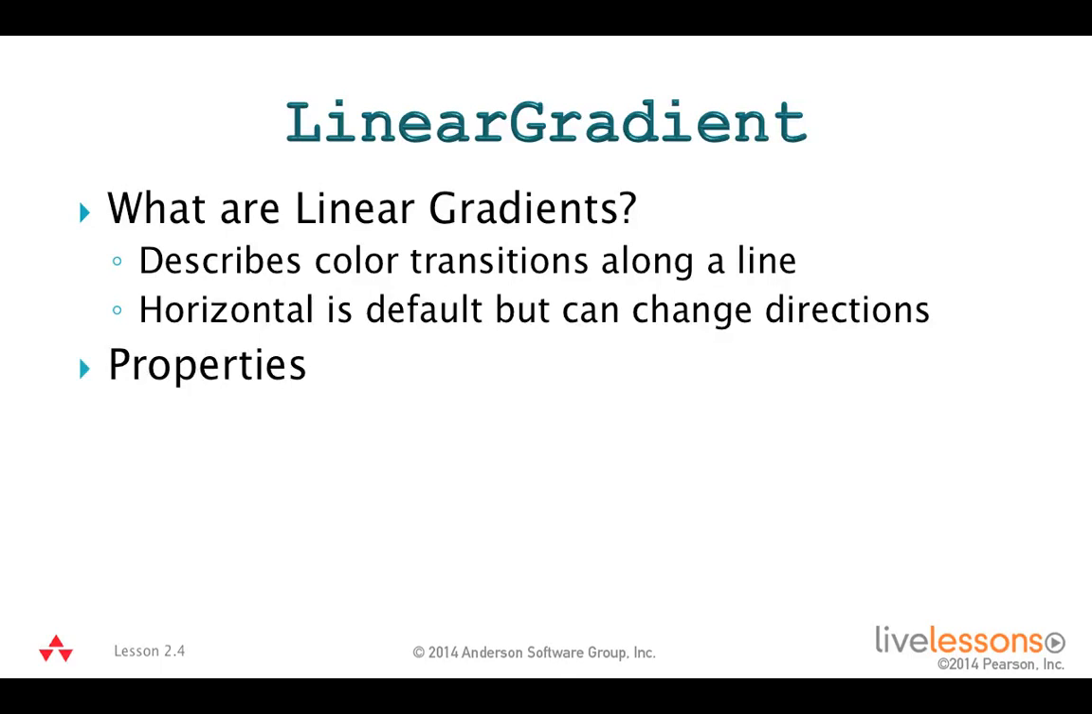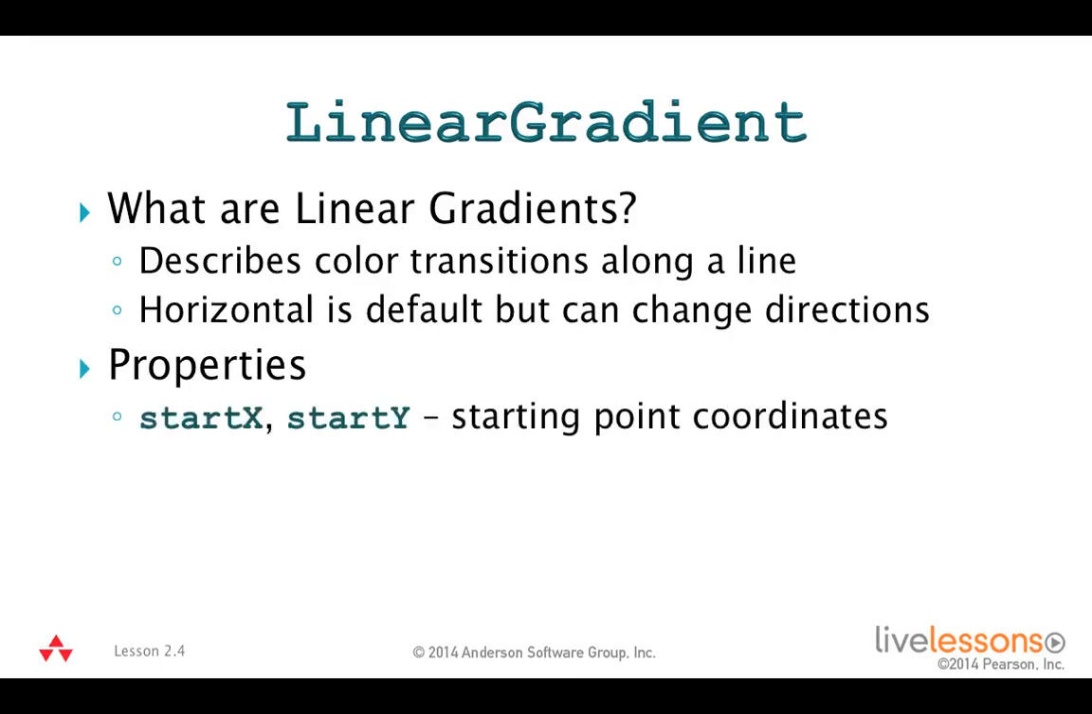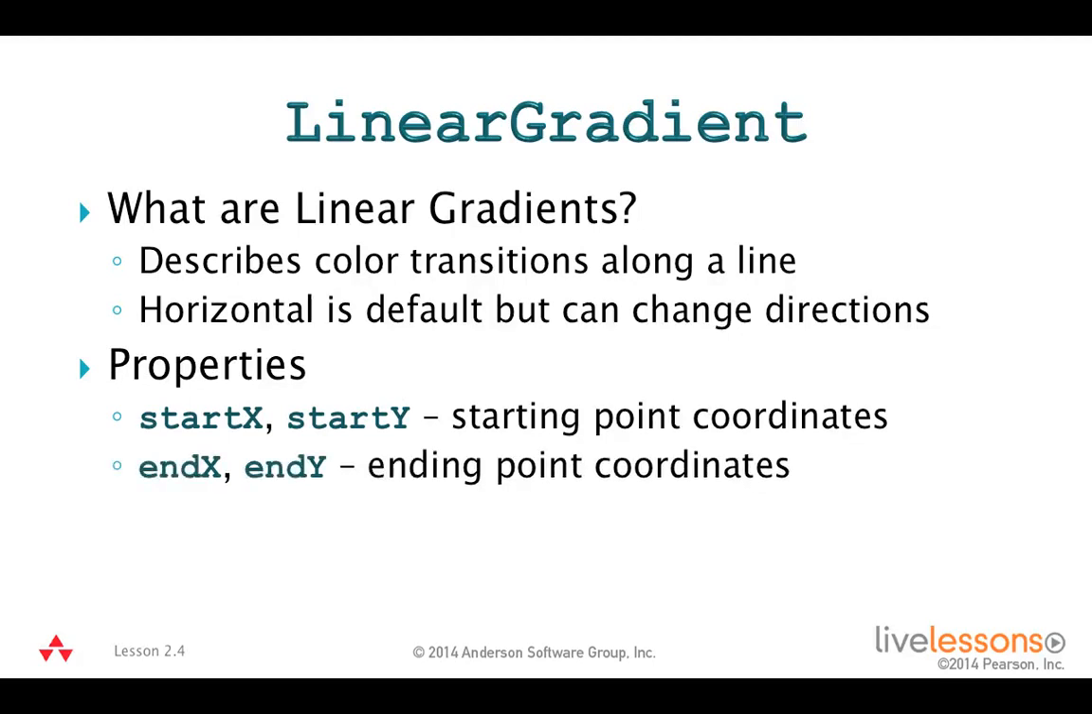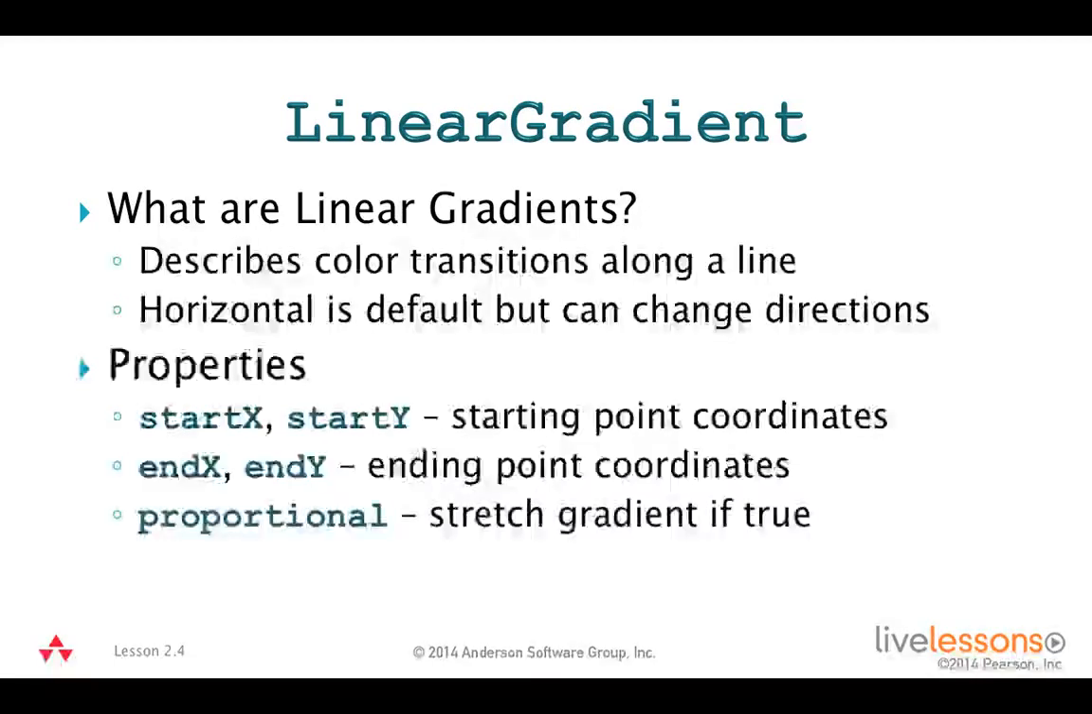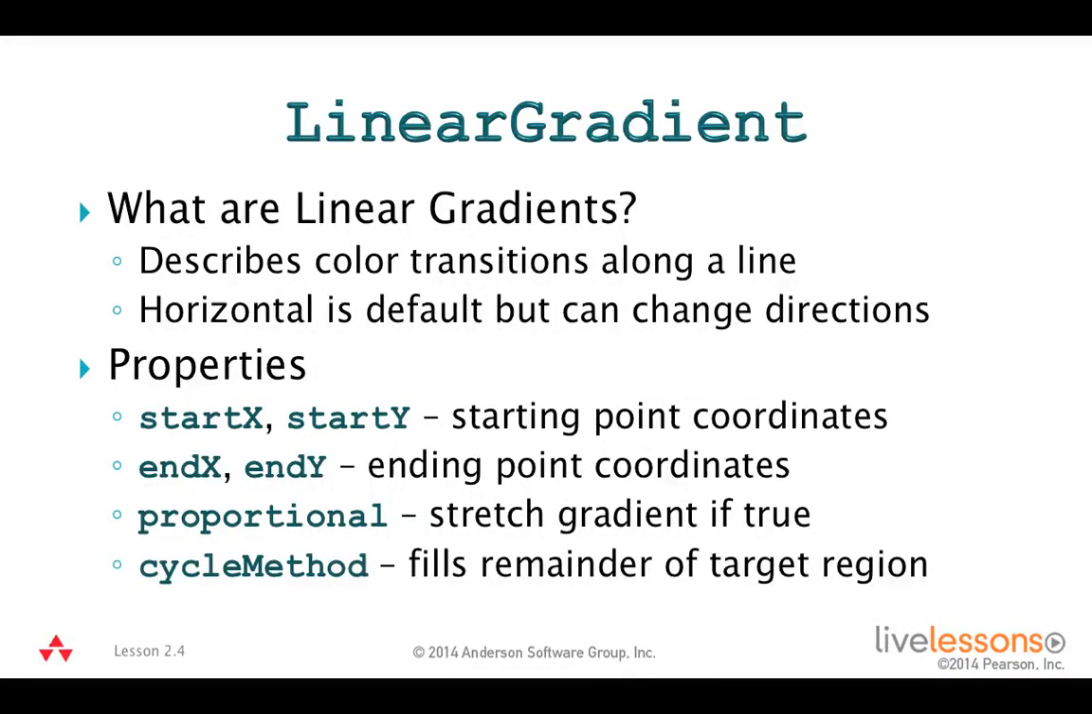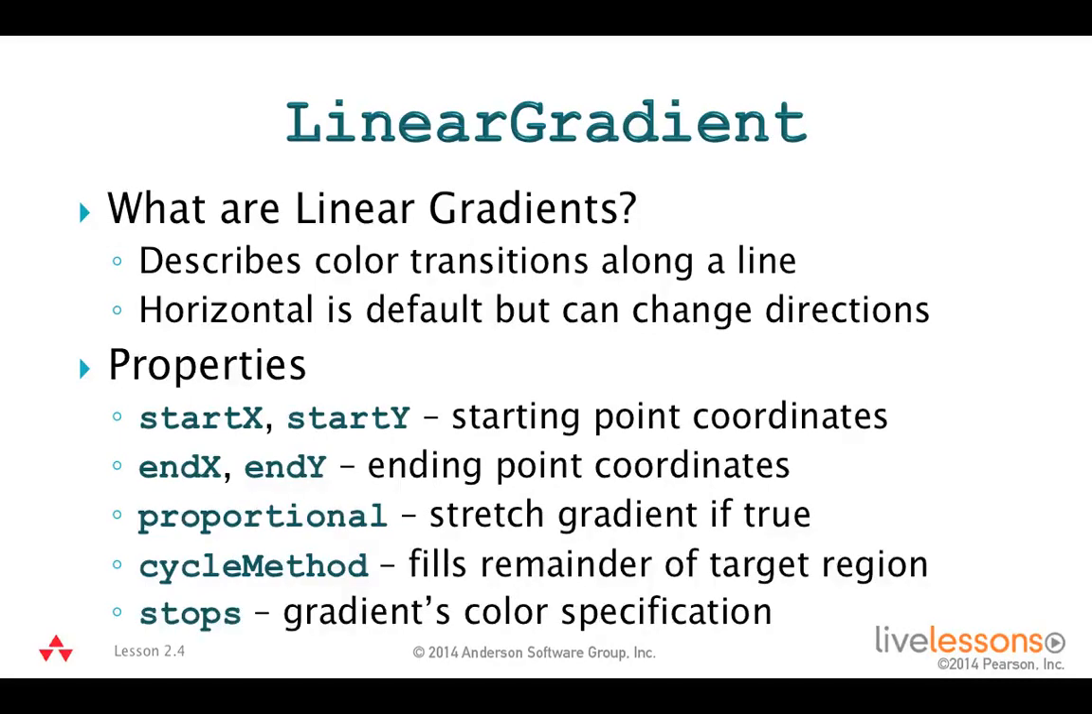Here are the properties of a linear gradient. Start x and start y are the xy coordinates of the gradient's start point. End x and end y are the ending coordinates of the gradient. Proportional indicates whether the start and end locations are proportional or absolute. Cycle method defines which cycle method is applied to the gradient. And stops is a sequence of two or more stop values that specify how to distribute colors along the gradient.